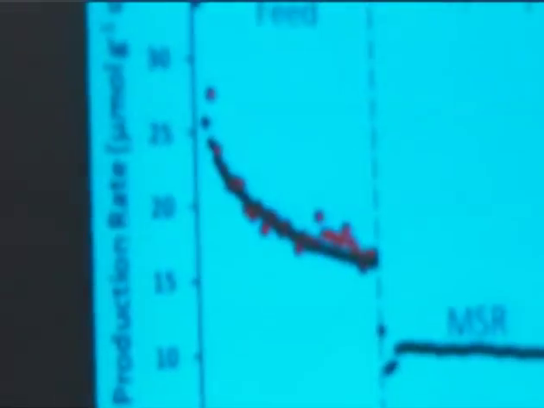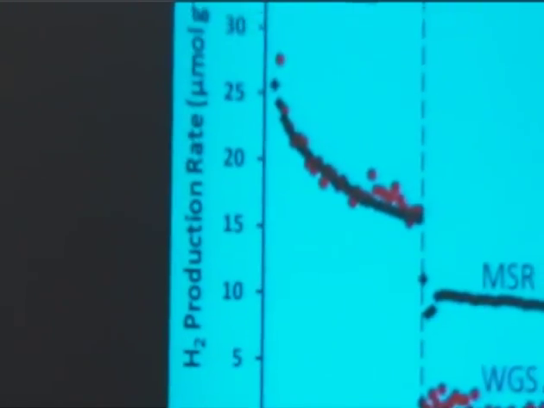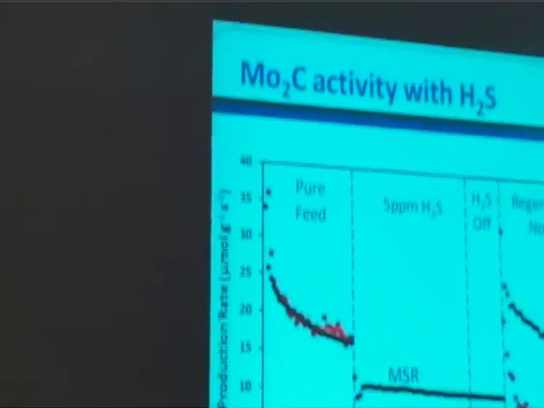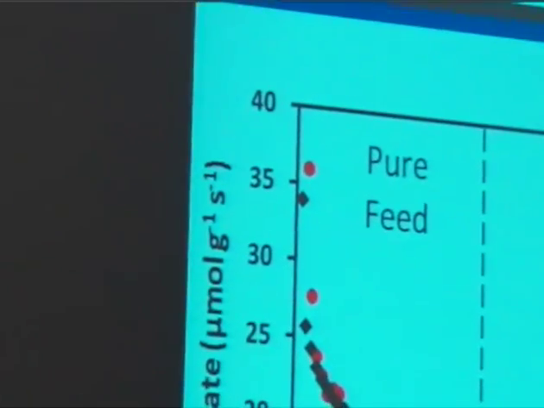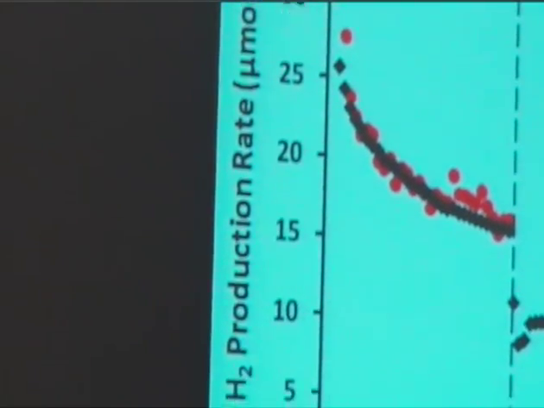So now that we've characterized, we've pre-treated, and we understand what our sample looks like under a variety of different techniques, we can go into our actual results regarding the sulfur tolerance. So this is molybdenum carbide. I'm going to focus for most of this talk on molybdenum carbide, and I'll touch on platinum molybdenum carbide at the end. So we have water gas shift and steam reforming shown here.